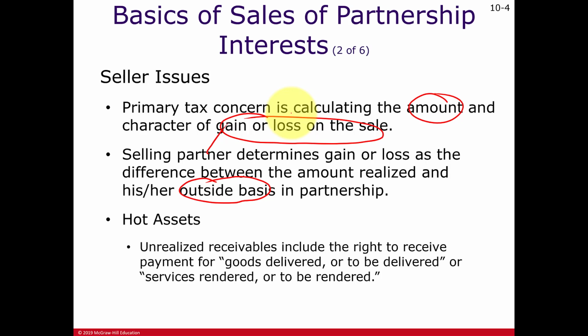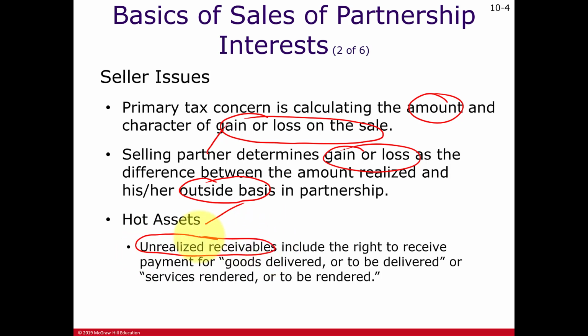So again, we're figuring out the gain or loss, but then hopefully it's capital gain, or hopefully it's even ordinary loss. But maybe the gain has to be treated as ordinary, or at least part of the gain. So we're learning a topic here in chapter 10 called hot assets. If you were to sell certain assets of your business, you would have to report ordinary income. One of the assets that may not be yet recorded in the accounts of the business is not accounts receivable, but unrealized receivables.